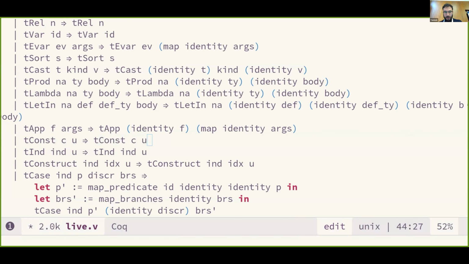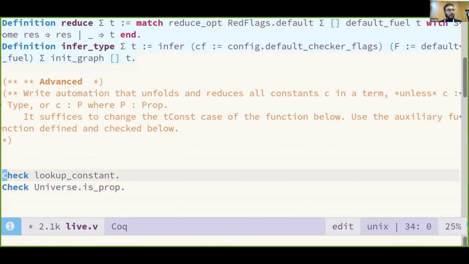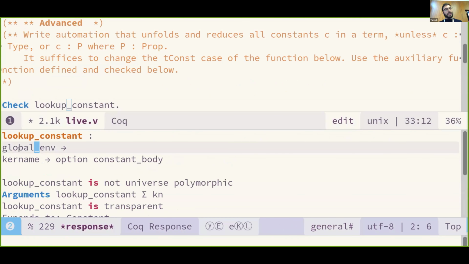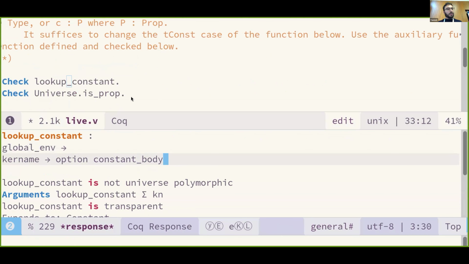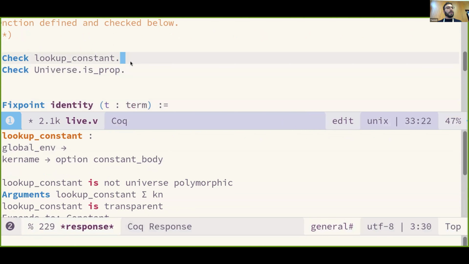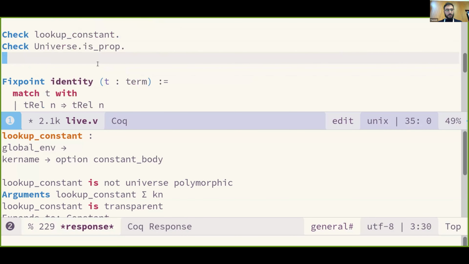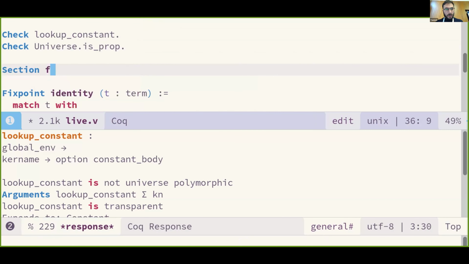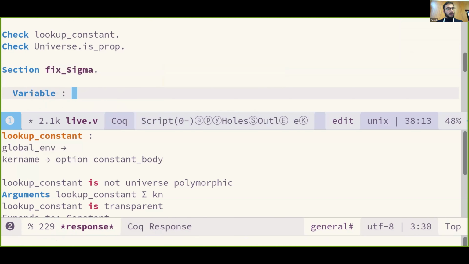And we're going to use two interesting things here in order to make this work. We're going to use a lookup constant function, which takes as input a global environment and a name, and then gives you the body of this constant. And we're going to use a check whether a universe is prop, together with the infer type function. I'm going to work in a section that fixes the global environment because I need it, and I'm not going to change it. So I work in a section, sigma of type global environment.